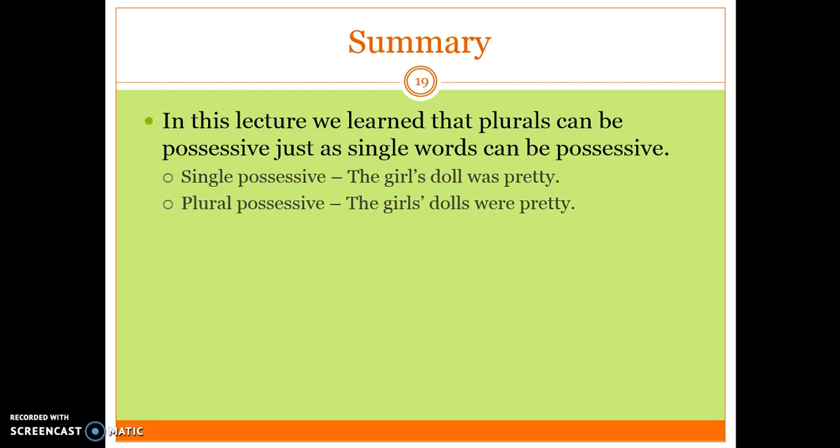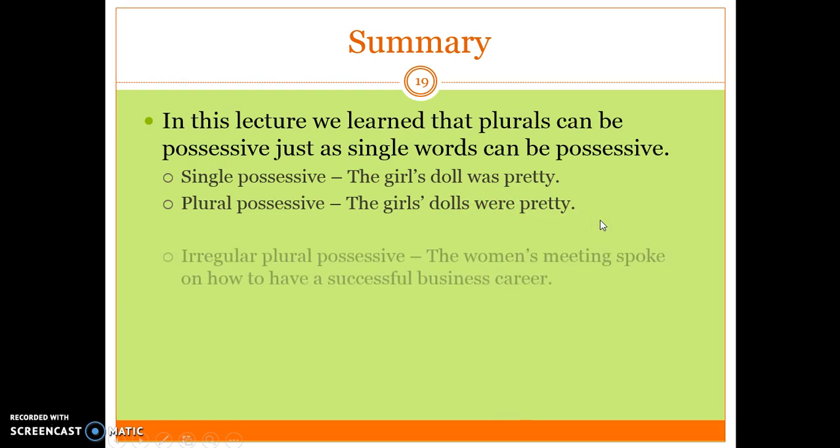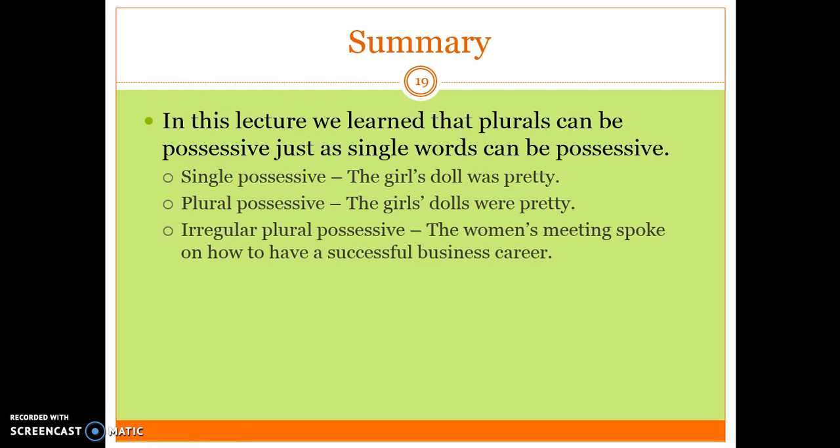Plural possessive is like this. The girls', meaning more than one girl, dolls were pretty. Notice that we have plural here, and there's a plural form here and a plural form here. Irregular plural possessive is this. The women's meeting spoke on how to have a successful business career. So you can see that you can have possessives that are singular, possessives that are plural, and you can also have irregular plural possessives.